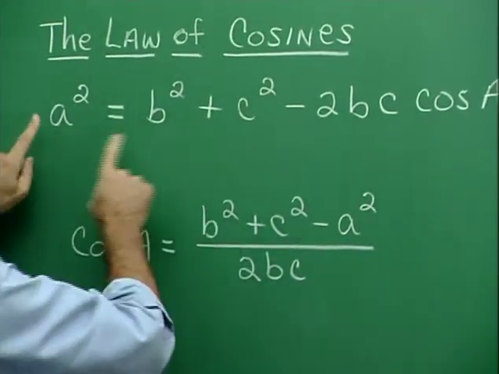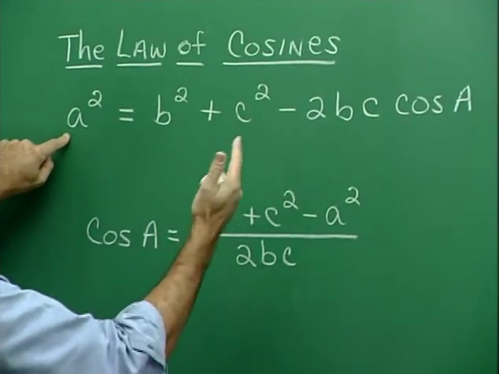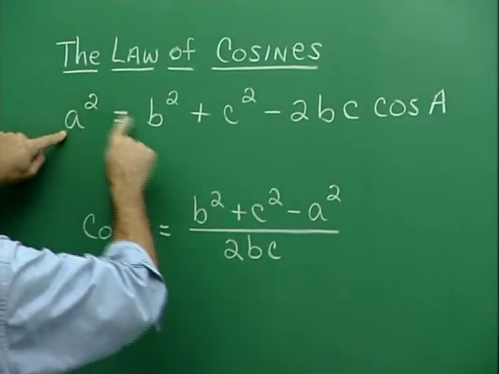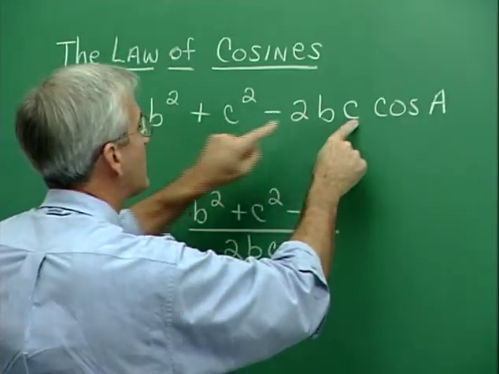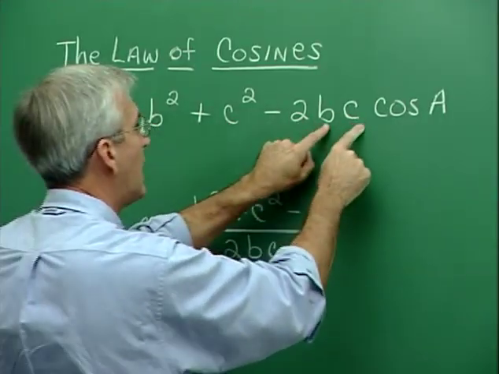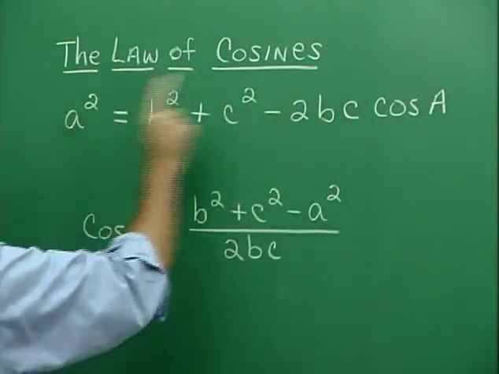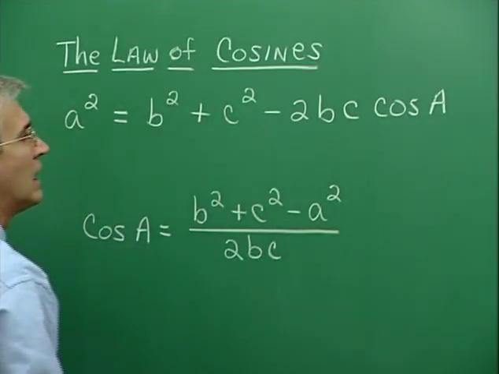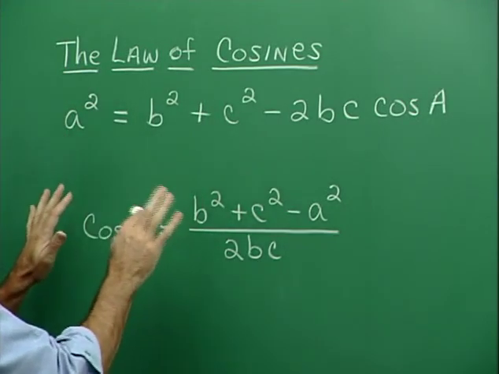Now, we understand that a, b, and c are the lengths of sides, and uppercase letters are the size of angles. So this is one side squared is equal to the sum of the squares of the other two sides minus 2 times the product of those other two sides times the cosine of the angle opposite that side. Kind of an interesting relationship here. And this is just one of 3 versions of the same thing.